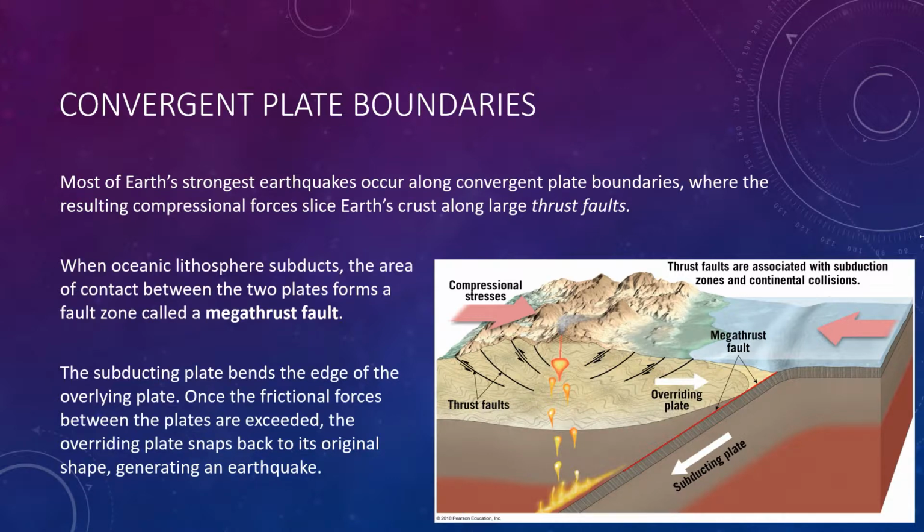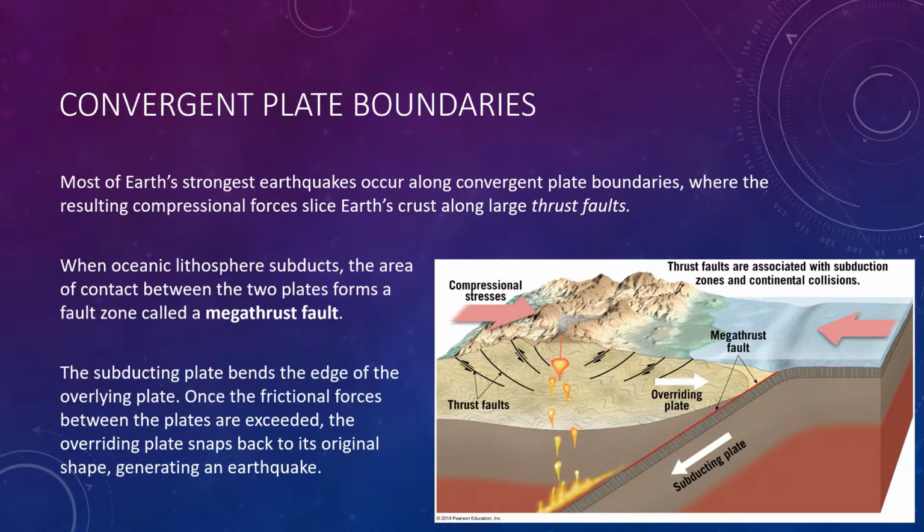As the subducting plate slowly descends, it drags and bends the leading edge of the overlying plate, sometimes producing a bulge on the ocean floor. Once the frictional forces between the two stuck plates are exceeded, the overriding plate snaps back into its original shape. This snapping back generates an earthquake whose magnitude depends largely on the size of the zone of slippage.